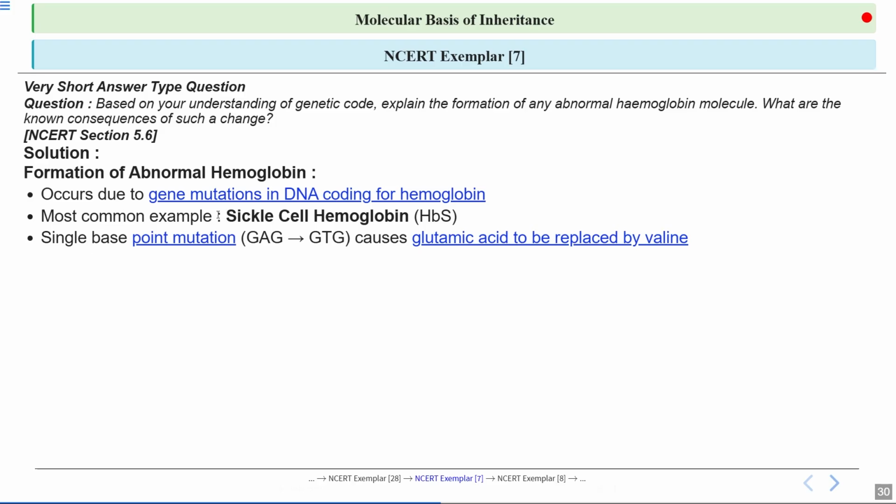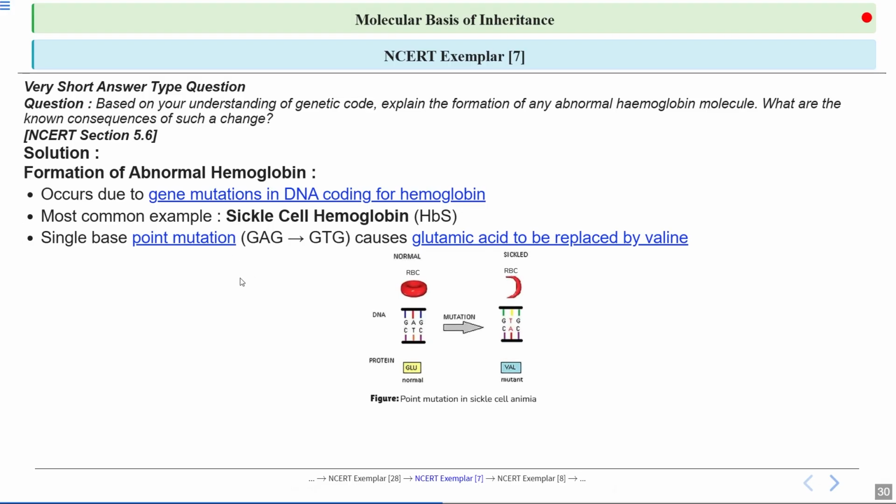So in the normal hemoglobin gene, you have GAG, and in the sickle cell anemia gene, you have GTG. So instead of A, you have T now. So this is a point mutation occurring at only one point. It is also known as single nucleotide polymorphism. So in the normal hemoglobin, you have glutamic acid. This is replaced by valine.